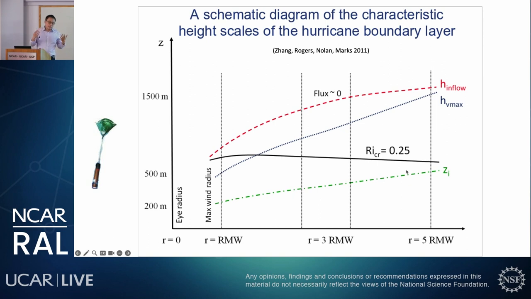In some boundary layers outside hurricanes, the thermodynamic boundary layer height could be similar to the kinematic boundary layer height. You also see that the boundary layer height decreases toward the storm center. In the outer core region, the boundary layer is deeper, and near the eyewall it is shallower. This is related to the dynamical scaling.